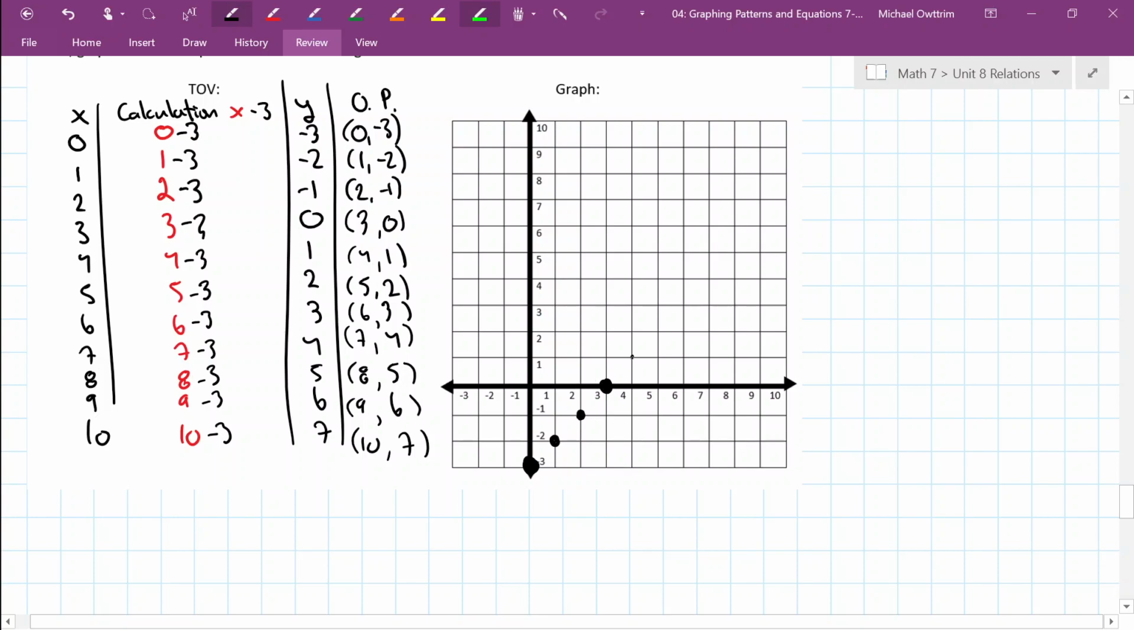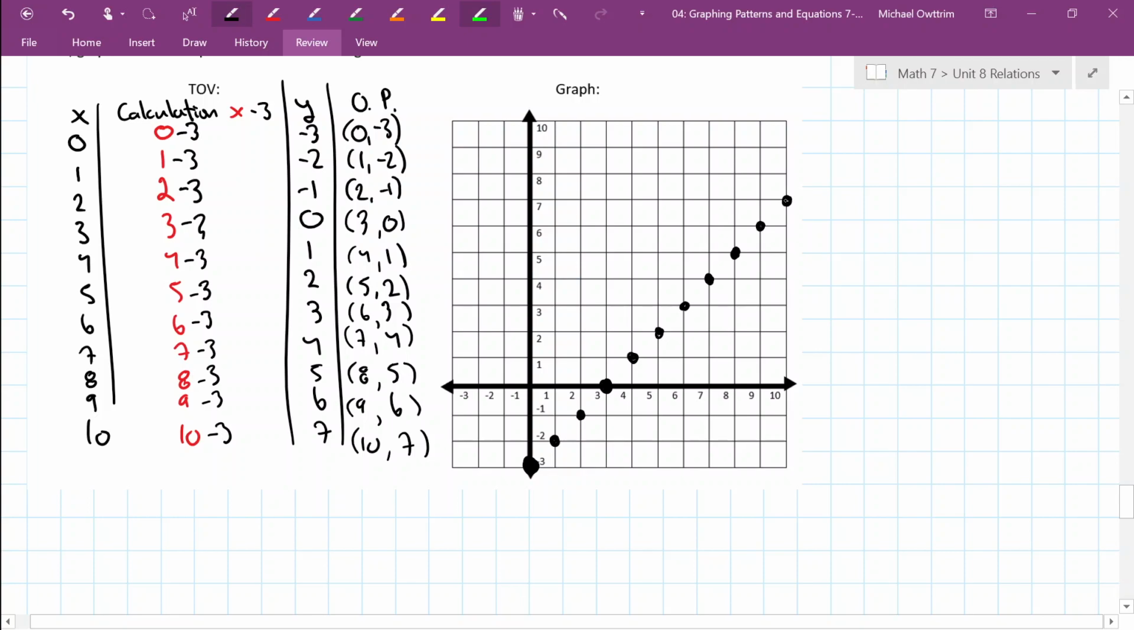4, 1 is 4 right and 1 up. 5, 2 is 5 right and 2 up. 6, 3 is 6 right and 3 up. 7, 4 is 7 right and 4 up. 8, 5 is 8 right and 5 up. 9, 6 is 9 right and 6 up. And 10, 7 is 10 right and 7 up.